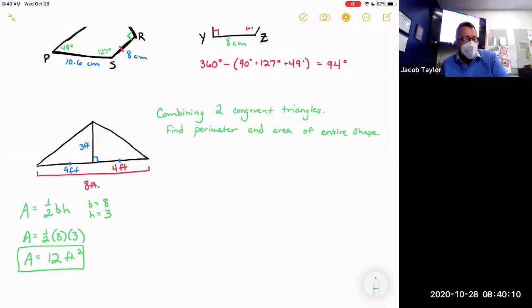Okay, we don't have enough information to do the perimeter. You have to find the other two sides. That's what you do: A squared plus B squared equals C squared. We could do the Pythagorean theorem. It's so much fun. Please do that. So let's do that.